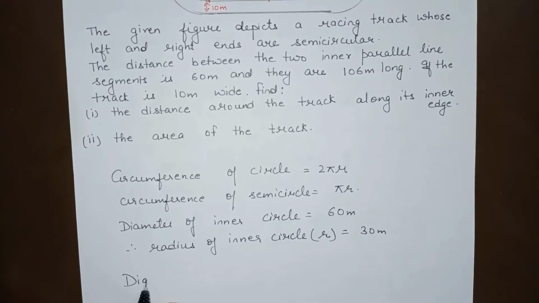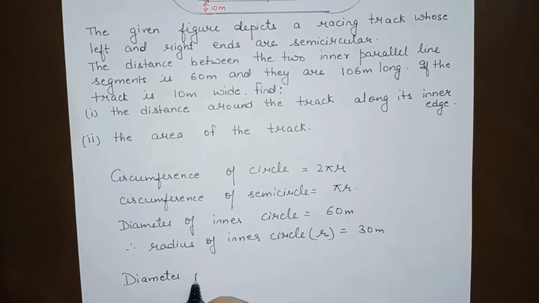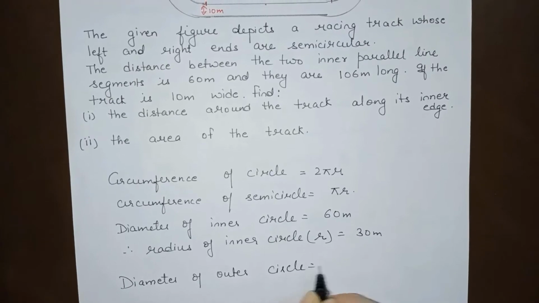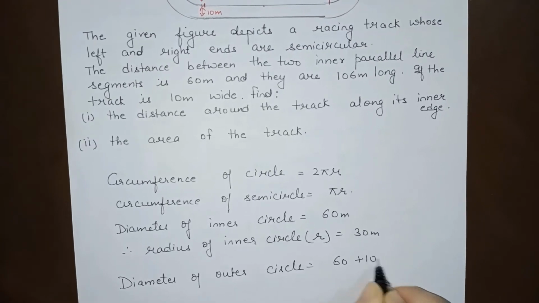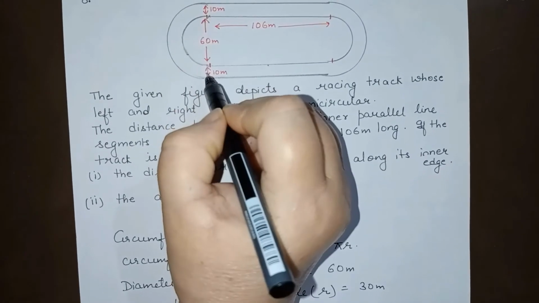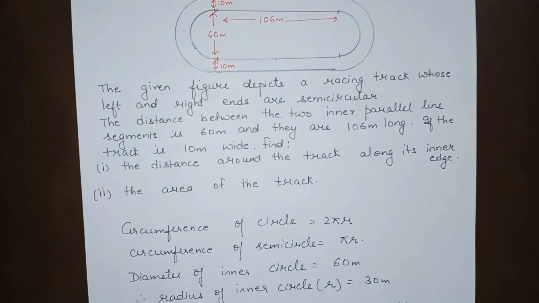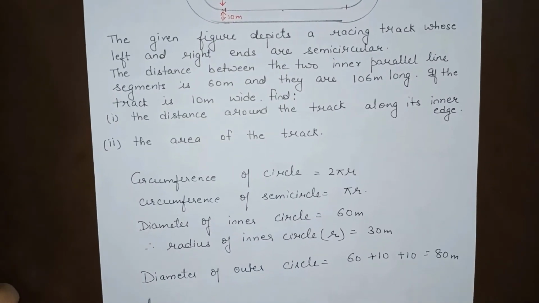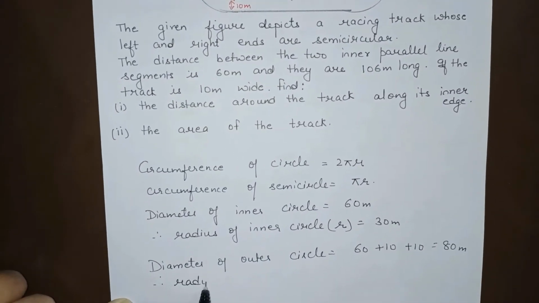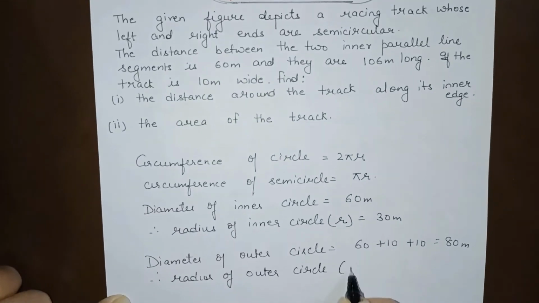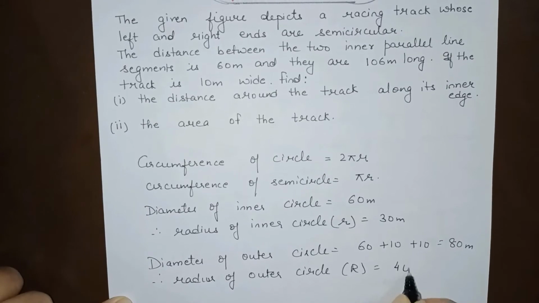Similarly, diameter of outer circle is 60 plus 10 plus 10. This is the diameter of outer circle, that is 80 meter. Therefore, radius of outer circle, that is capital R, will be equal to 40 meters.